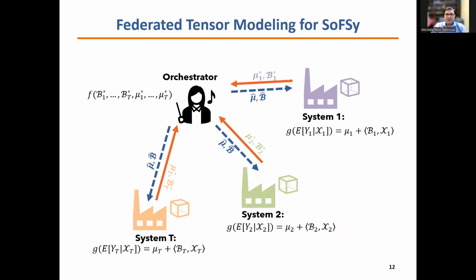So we propose federated tensor modeling for system of federated systems. Here, mainly we're looking at scalar and tensor modeling framework. Here, there are T systems where each system has access to its tensor data and can build a scalar and tensor regression framework or model. Then each system will share its parameters to the orchestrator, where it solves an optimization problem to obtain the aggregated parameters. Then these aggregated parameters are sent back to the systems where they can personalize their model accordingly based on these values.